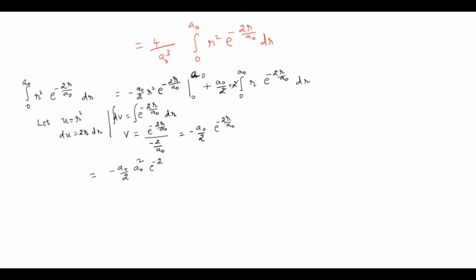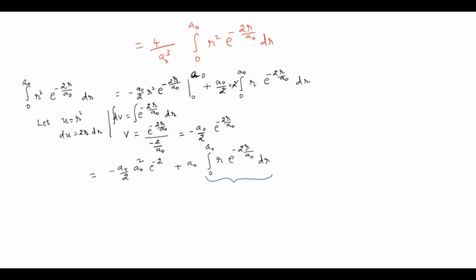When I put r equal to 0, this first term vanishes, so you will get plus a naught times the integral from 0 to a naught of r e power minus 2r by a naught into dr. Okay, let us now evaluate this part alone. So this part alone we will evaluate separately.